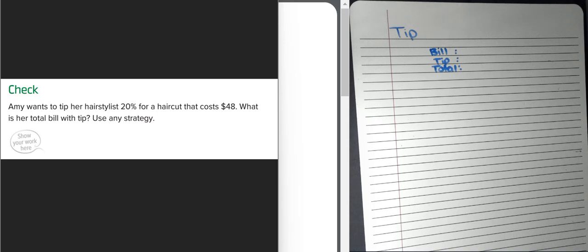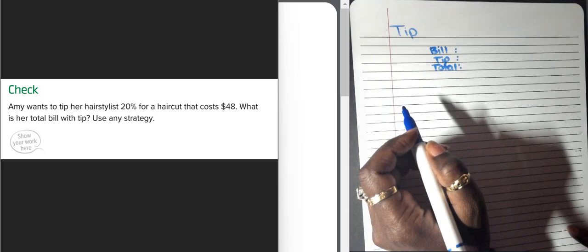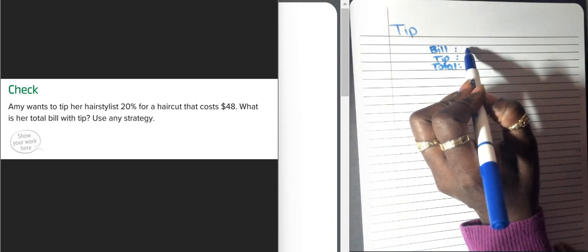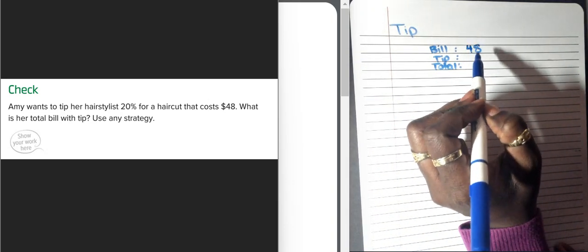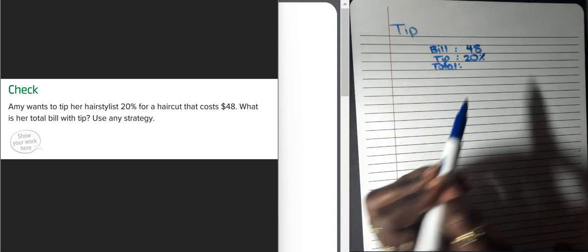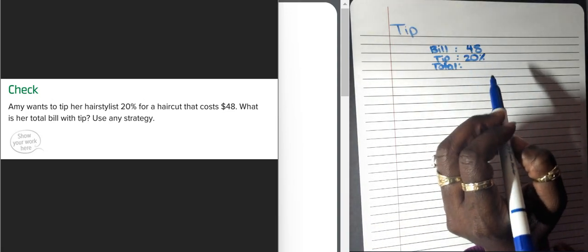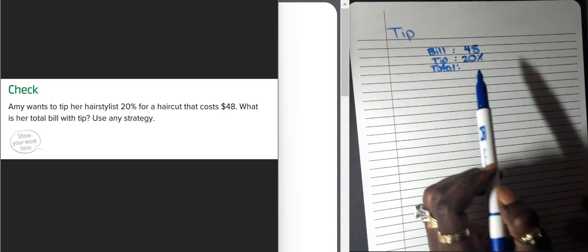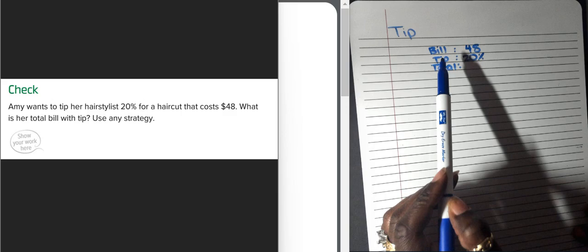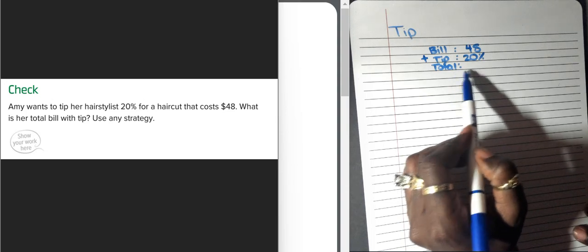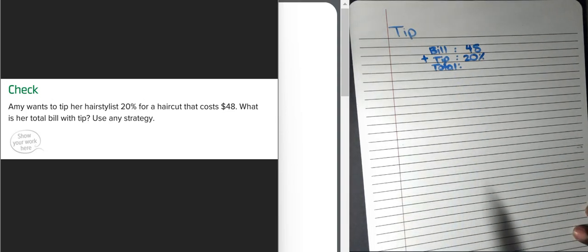All right. So let's go on and see if we can solve this. So the first thing I want to do is know what the cost is for the bill. It's $48. And then the tip, I know that I want to pay 20%. And I need to know what the total amount is going to be. All right. So when we talk about a tip in the bill, remember, we're just adding those two together, the bill amount and the amount of the tip. And then we add those together for us to come up with the total that needs to be paid.